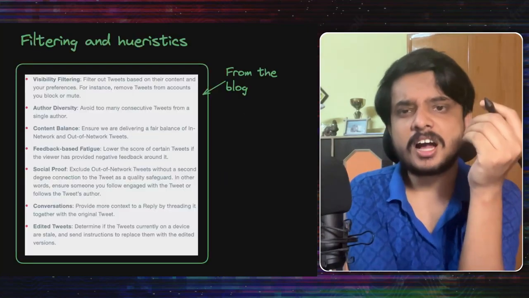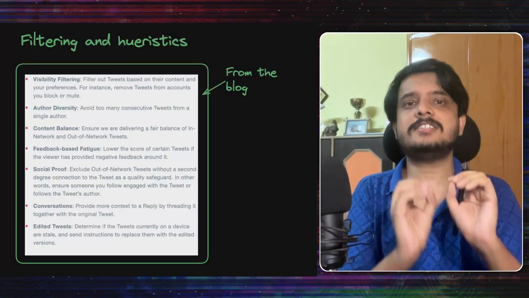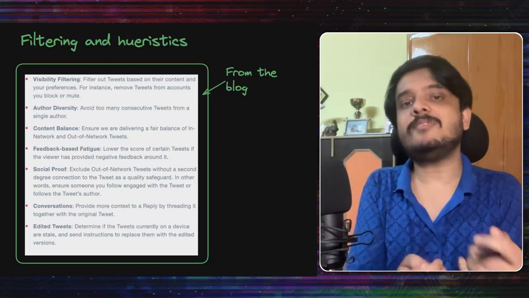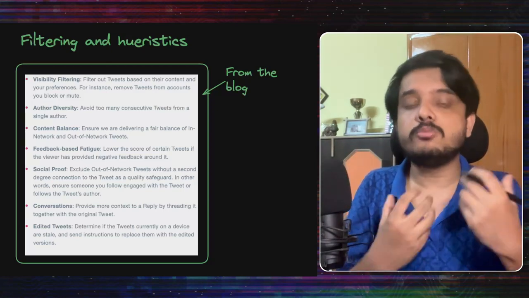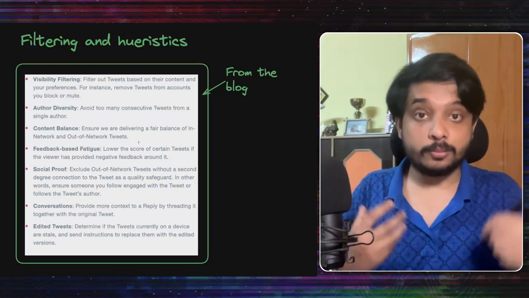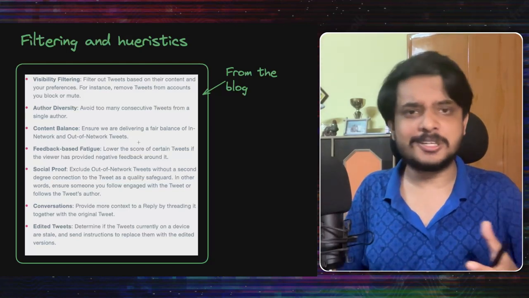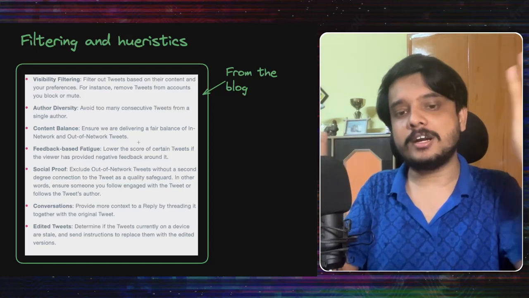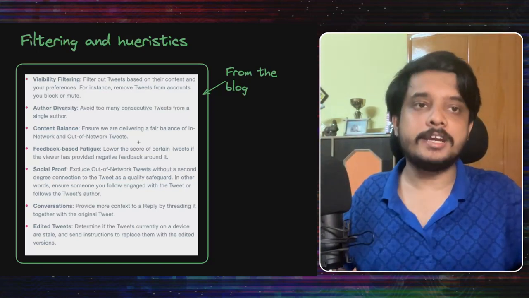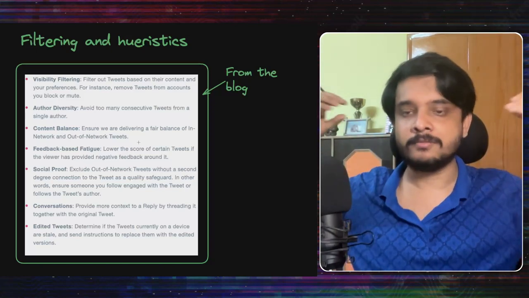Now the tweets are almost ready. It just needs some final garnishing on it. For example, it needs some filters, like it removes the tweets from the people you blocked or muted, or it prevents too many tweets from a single person. Like, you will not like to wake up one day and see your whole feed filled with Elon Musk tweets. You will go crazy, right?